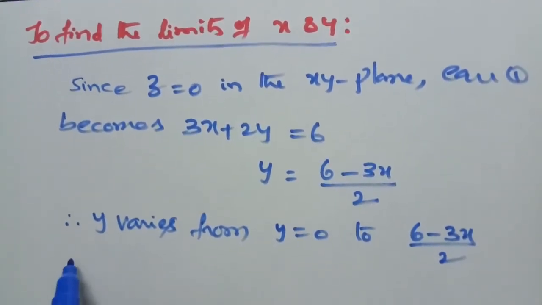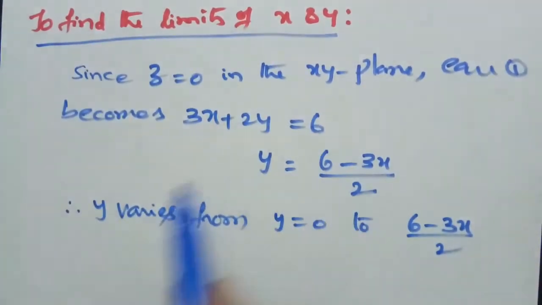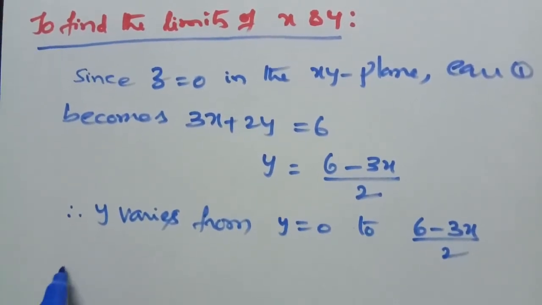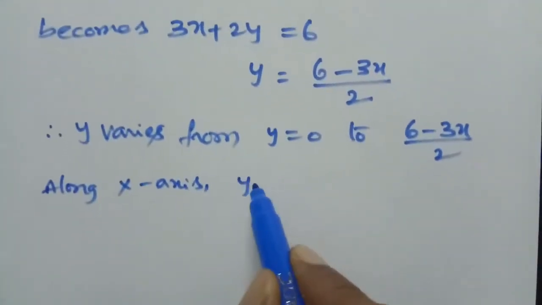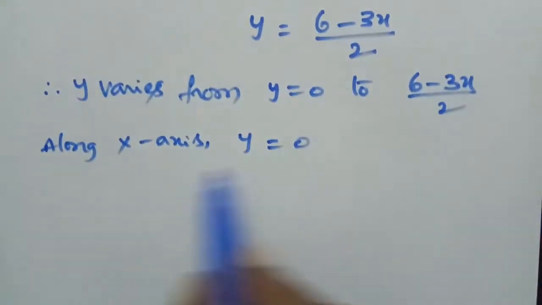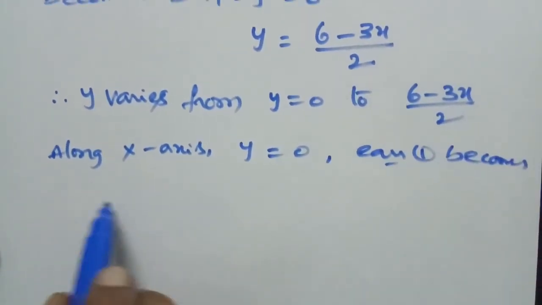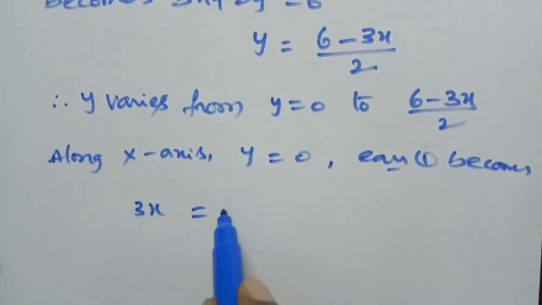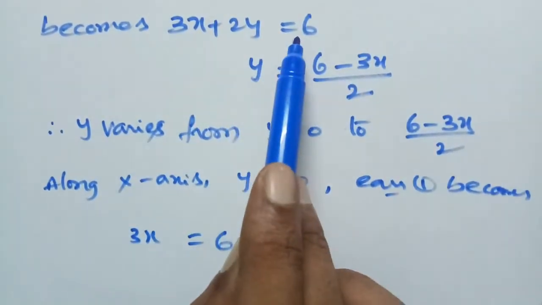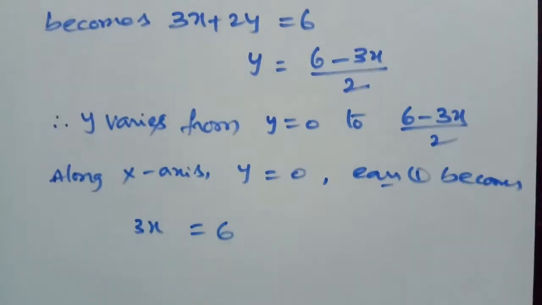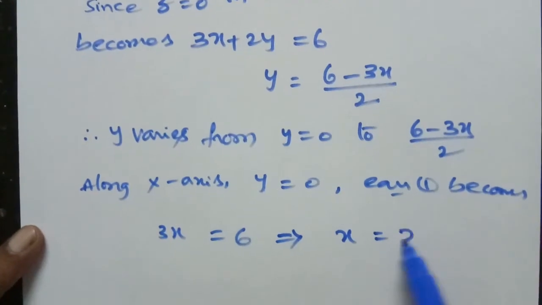along the x-axis y is equal to 0. Then equation 1 becomes, along the x-axis y is also 0. Therefore, equation 1 becomes 3x equal to 6. Since z equal to 0, 3x plus 2y equal to 6. Now y is also 0, therefore 3x is equal to 6. That implies x is equal to 2.